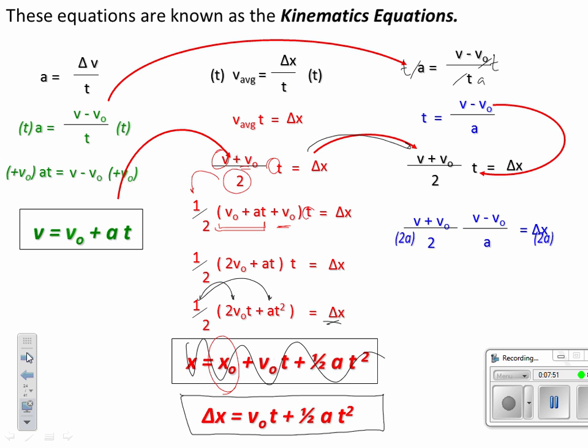Let's pull out the 2a, or move it over to the other side, and we get v plus v naught times v minus v naught is 2a delta x. We FOIL this, and we get v squared minus v naught squared. The inside would give us plus v naught, the outside would give us minus v naught. Those things add to 0, and we get this perfect squares thing, isn't that what that's called?